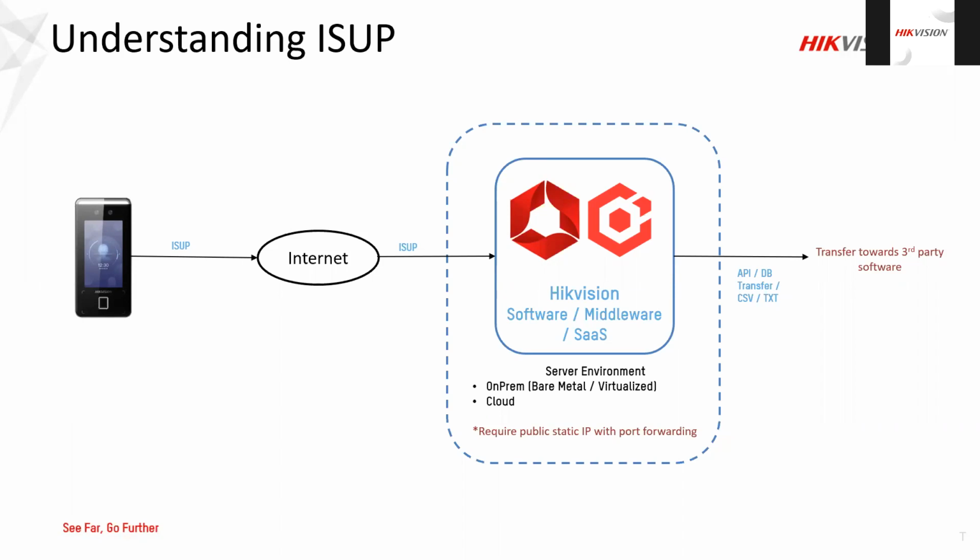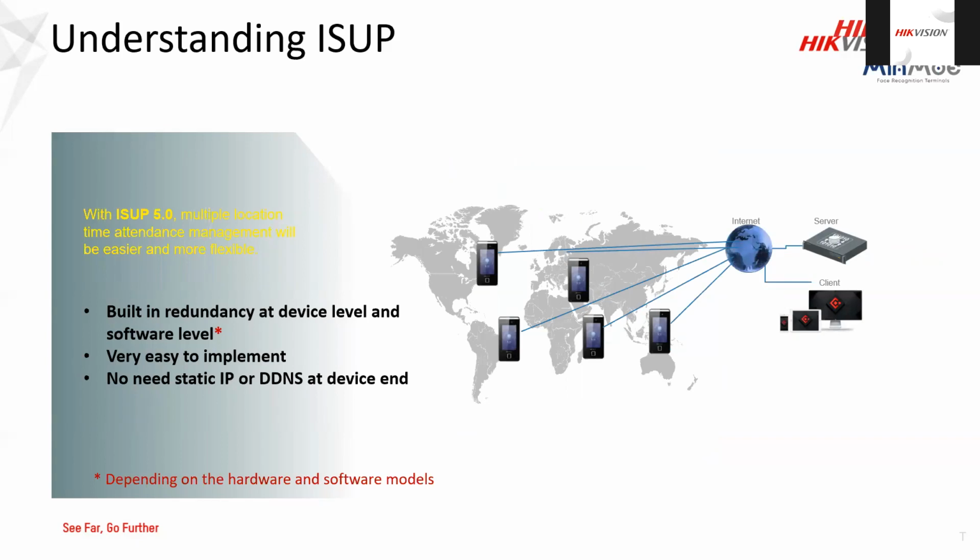So after that middle part, you see here, we can configure it to send data to third-party software. It may be an API, database transfer, CSV dump or text dump. We can configure it like that. We will move to the next slide. In this slide, we are showing how our devices specially highlighted details.